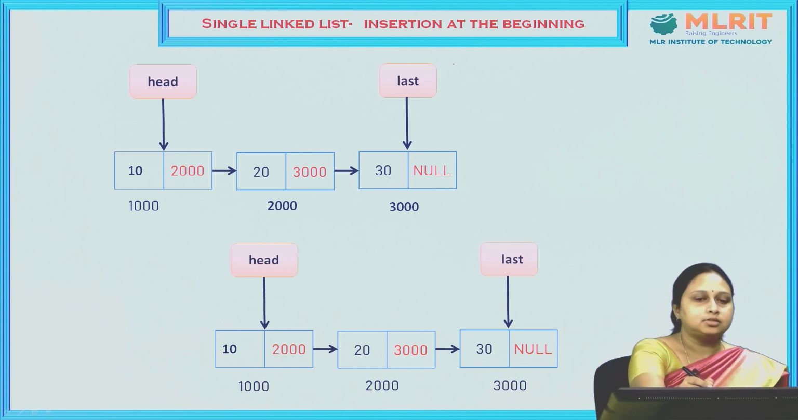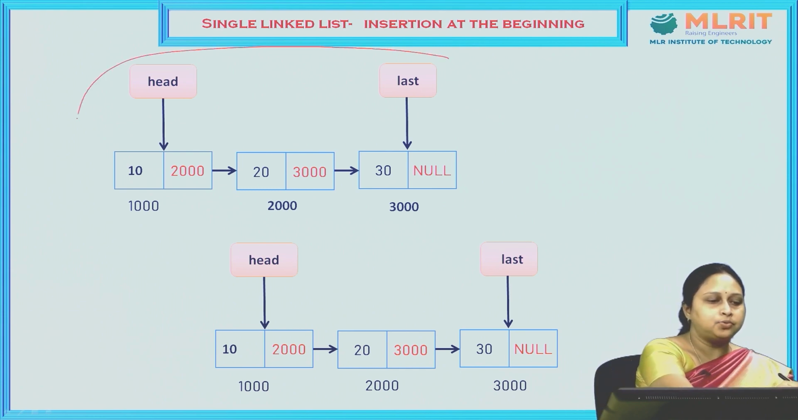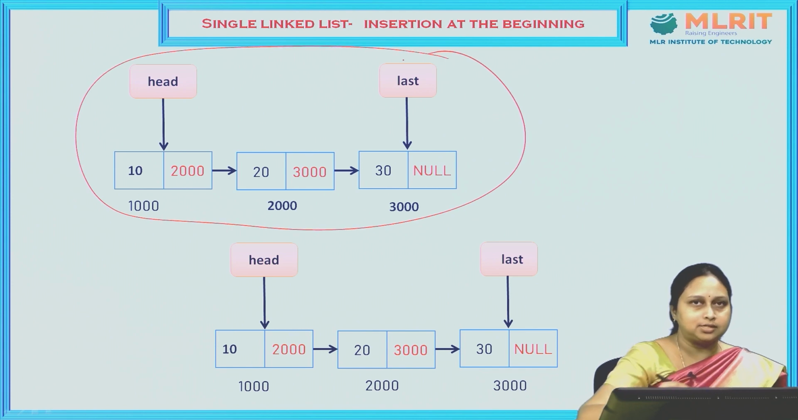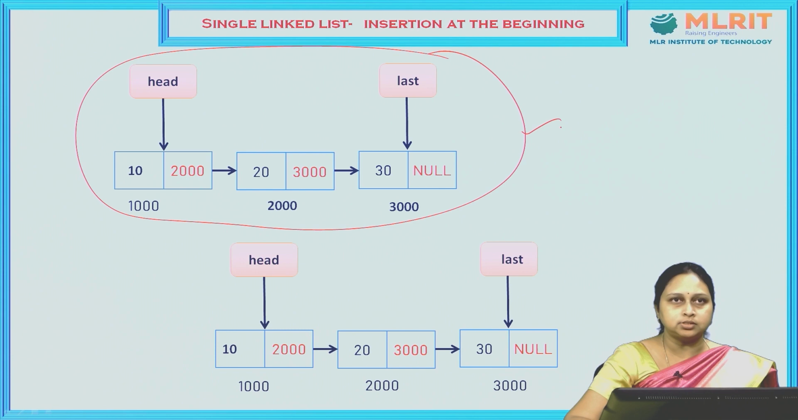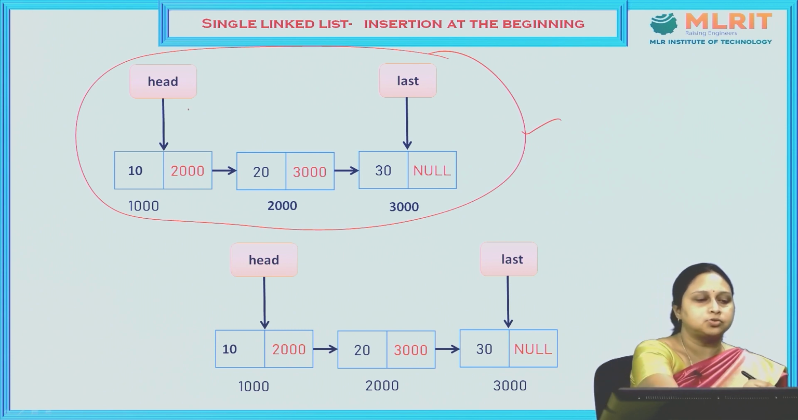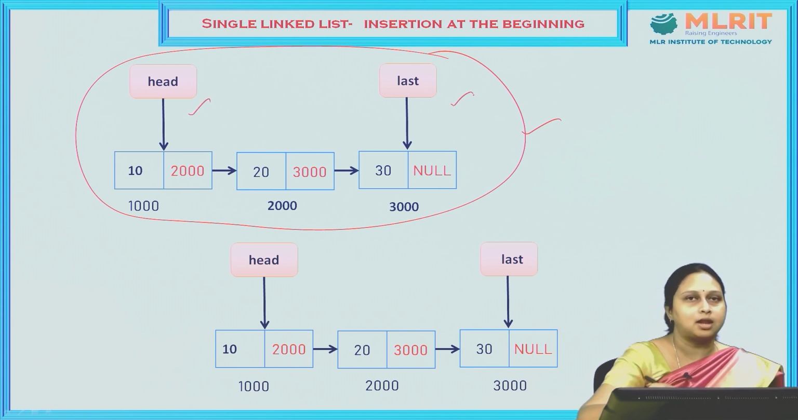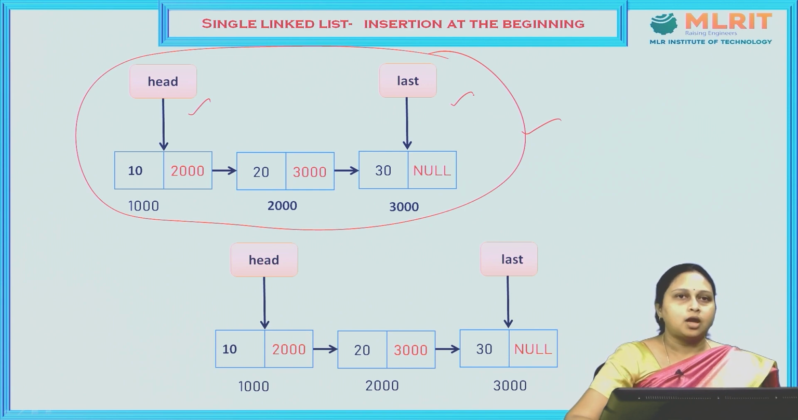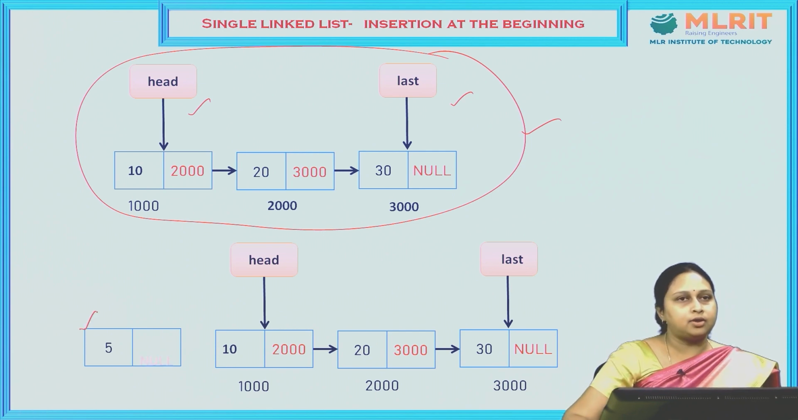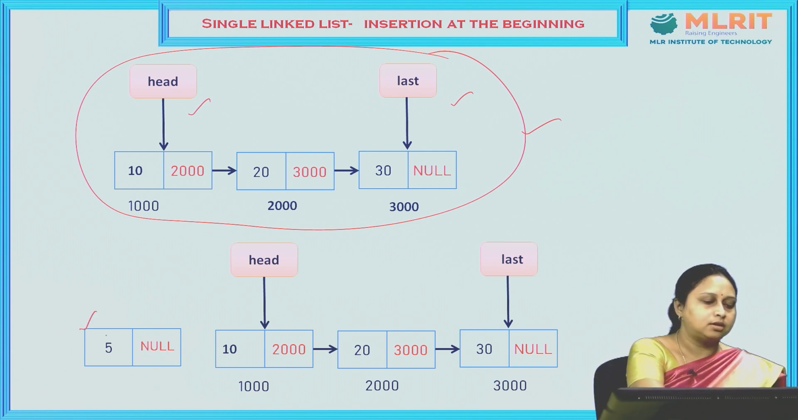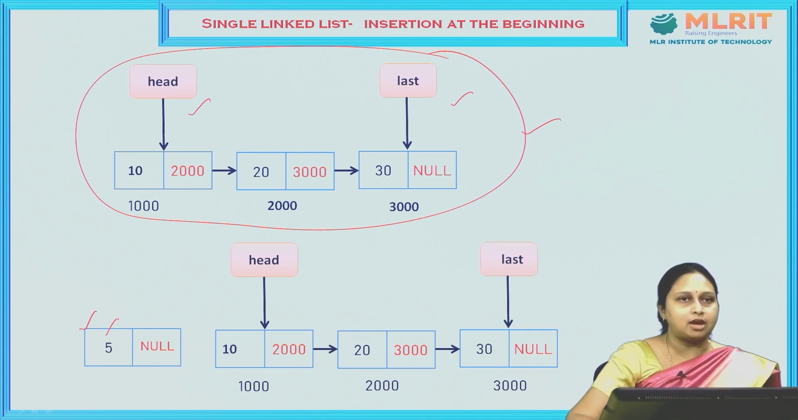Let us consider the first one, insert a new node at the beginning of the list. Consider this is a single linked list with 3 nodes, which refers the first node as head and last node as last. Now, I want to insert a new node at the beginning of the list, where I am going to allocate the memory dynamically and n-arrow data. That means in this data part I am going to insert the value as 5.